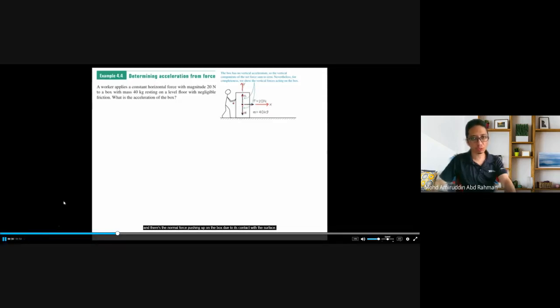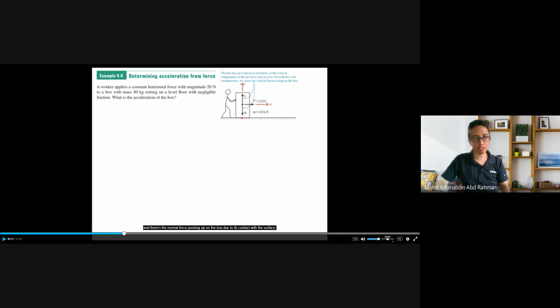We have the normal force pushing up on the box. Of course, then we have the weight force, which is the gravitational force, and then we have the applied pushing force of 20 newtons and the mass of 40 kilograms. So what is the acceleration of the box?